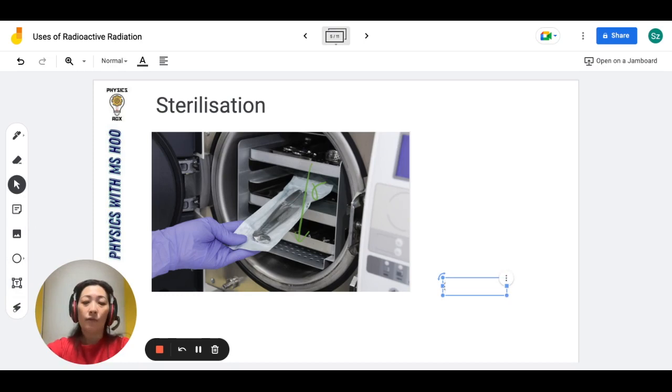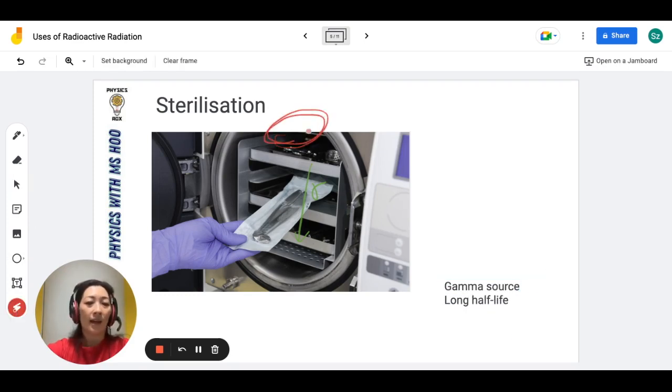So again, we also want a gamma source that has a long half-life so that we don't have to keep replacing the radioactive material that is the gamma source over here.